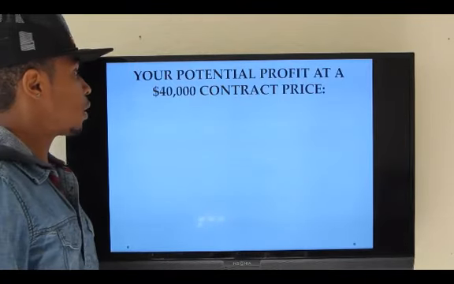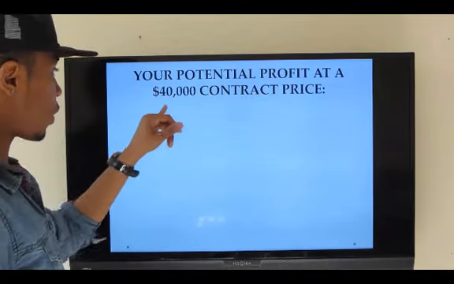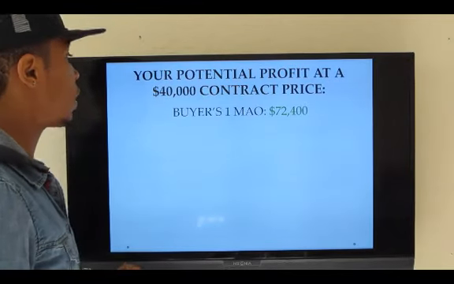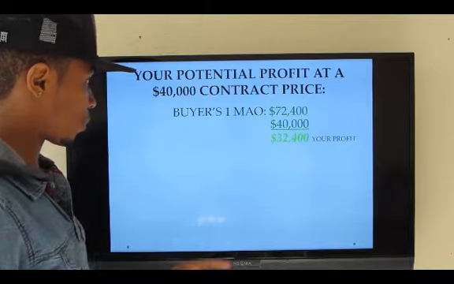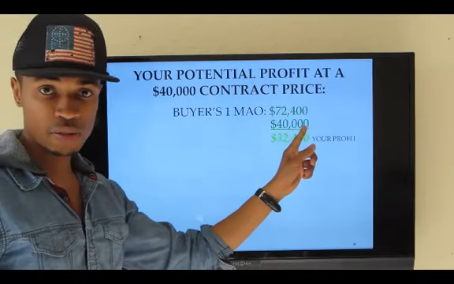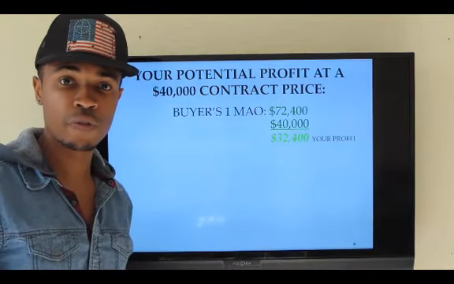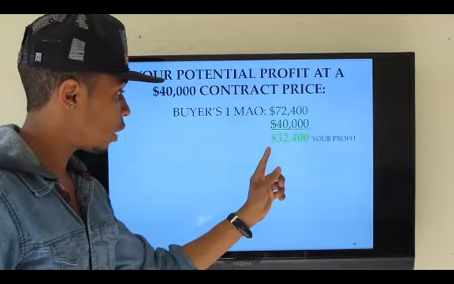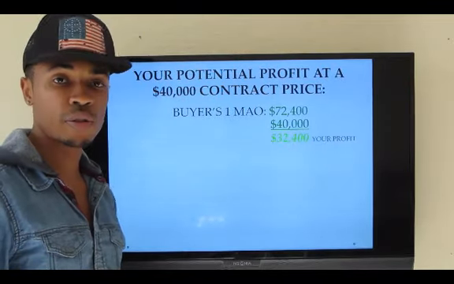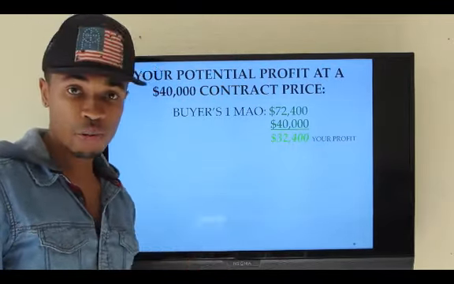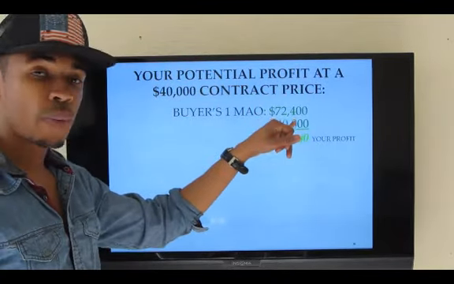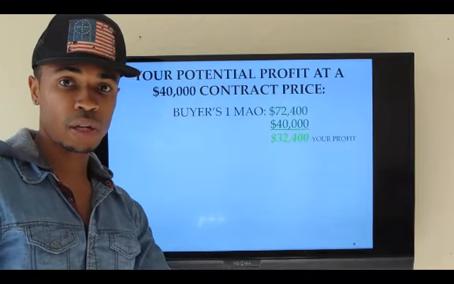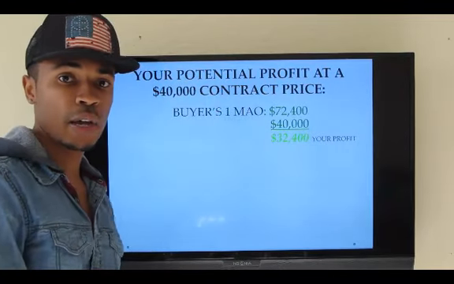All right. So your potential profit at a $40,000 contract price, buyer number one's MAO $72,400, and you got $40,000 on the contract. This would be a great deal for you as a wholesaler flipping properties. You can make potentially $32,400 net profit if you knew that he used his or her own money and you knew that they wanted to net $30,000. They're happy at $30,000 net.